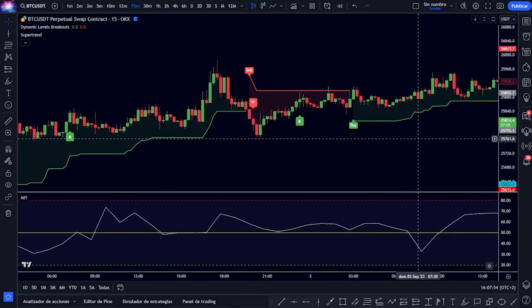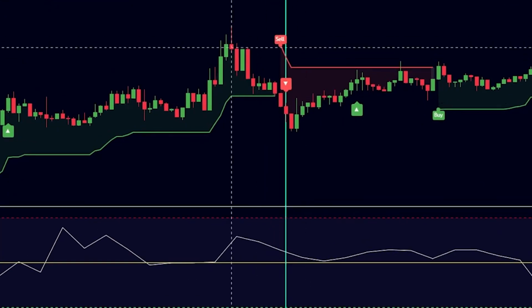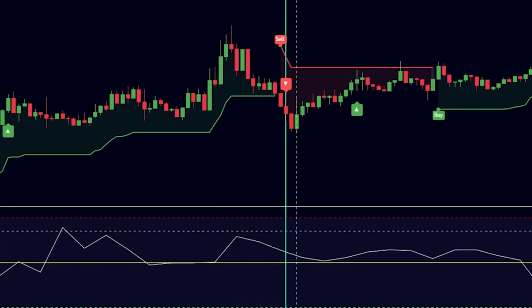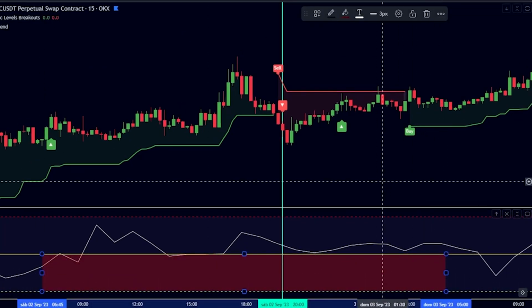Here we have a very clear example of a false signal that the MFI prevents us from taking. The first and the second rule are correct, but the MFI is at the top and not at the bottom, as it should be in the case of looking for shorts.